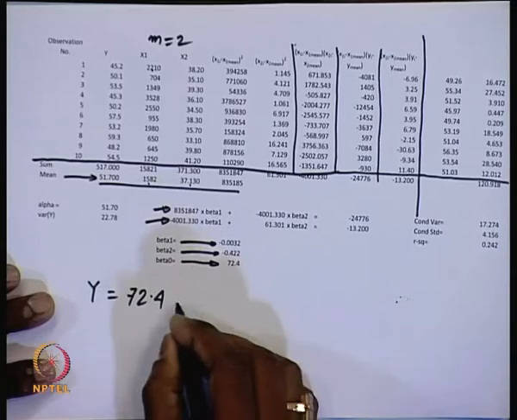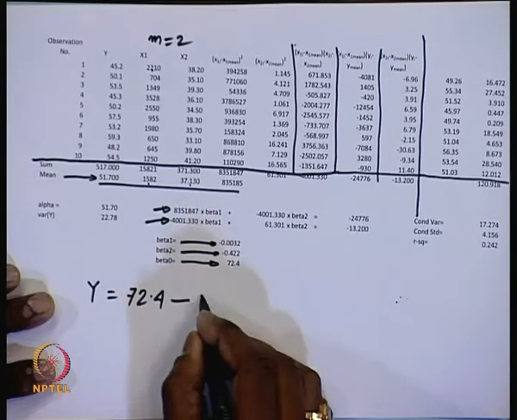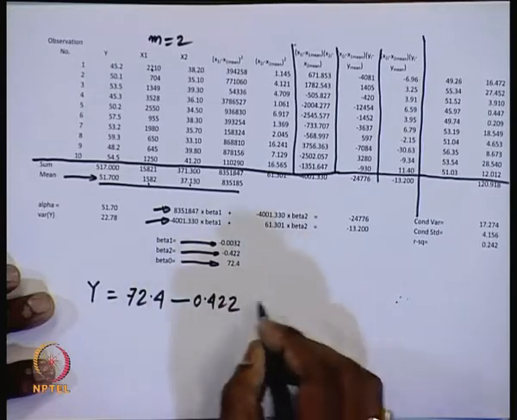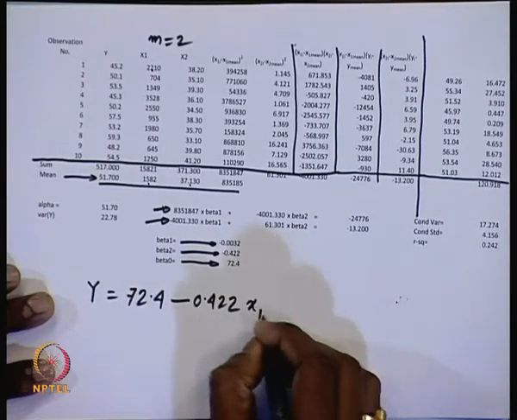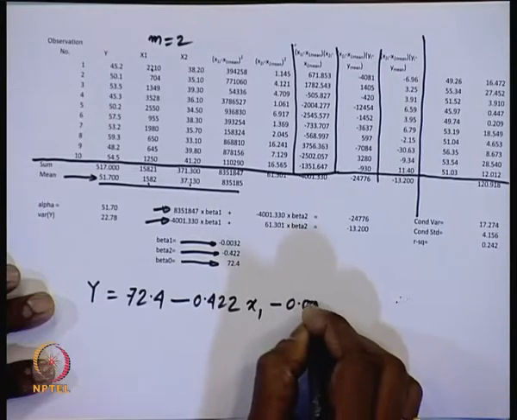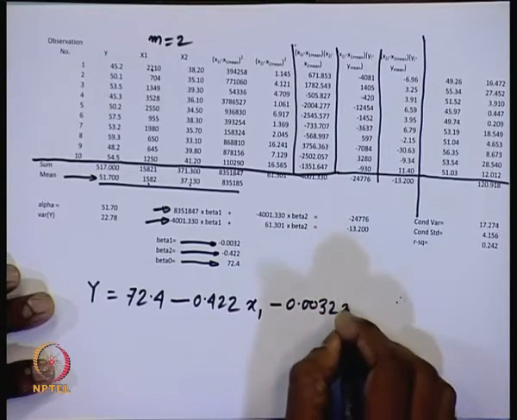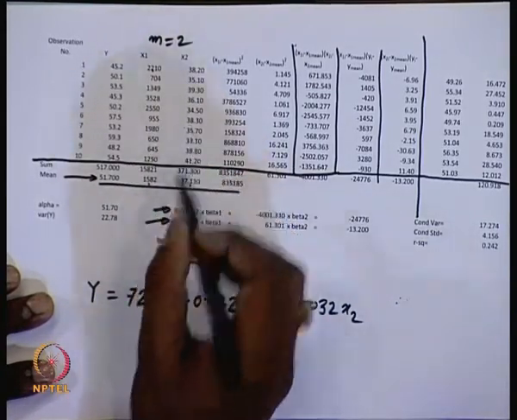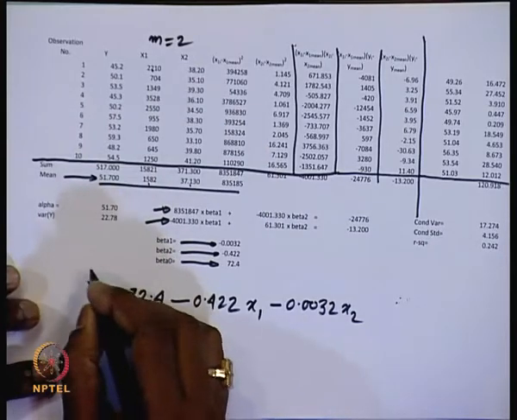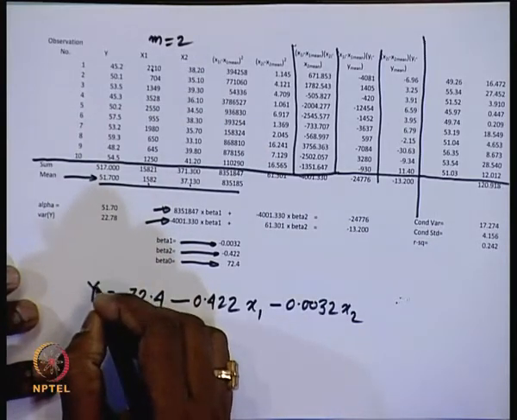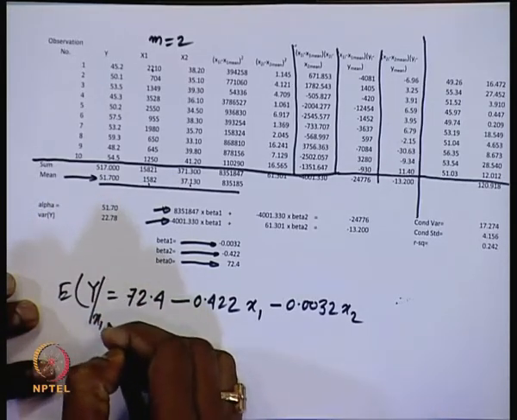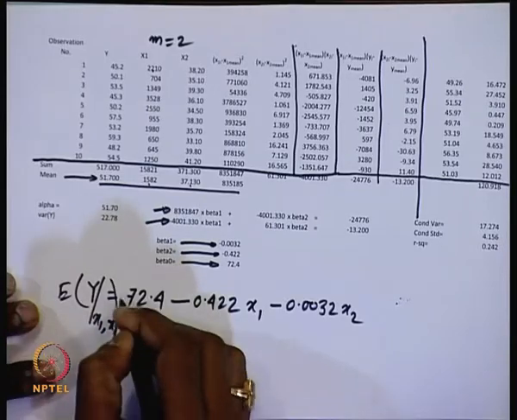72.4, which is your beta naught, minus 0.422, this is the estimate for beta 1, multiplied by x1 minus 0.0032 x2, that is the expression. Now, if we use this expression with the inputs, then what we get is the estimate of y. Basically, we can say that it is the expectation of y given x1 comma x2 equals this.